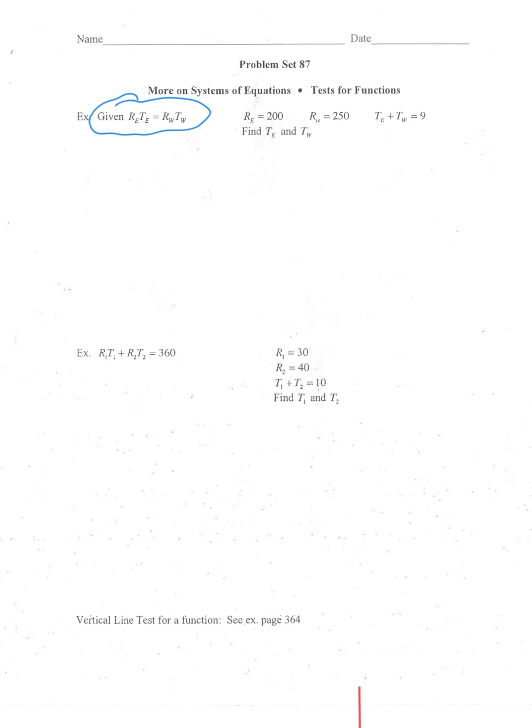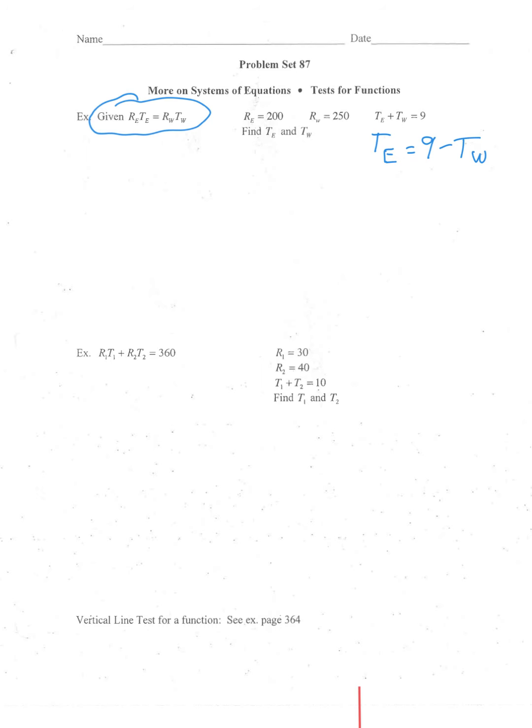Now, what I might do is focus in on T sub E or T sub W, but I'm going to focus on T sub E to start. So I'm going to go ahead and solve this T sub E plus T sub W equals 9 for T sub E. To do that, I'm going to subtract T sub W from each side. And this is what I would get. So now what that allows me to do is to plug in 9 minus T sub W for T sub E, and then that's going to let me solve for T sub W in this equation that I've circled.